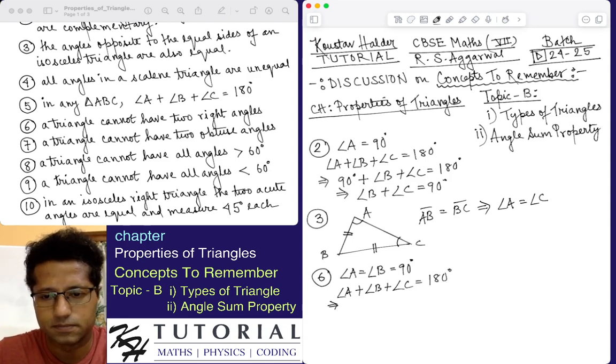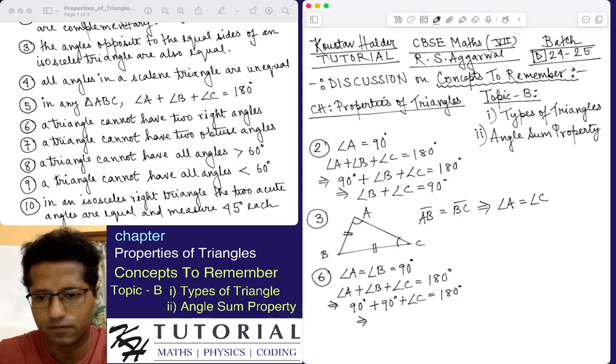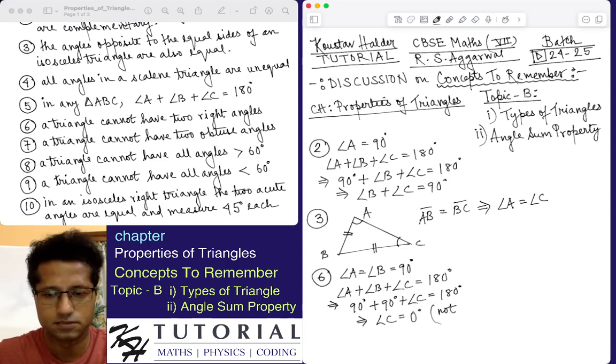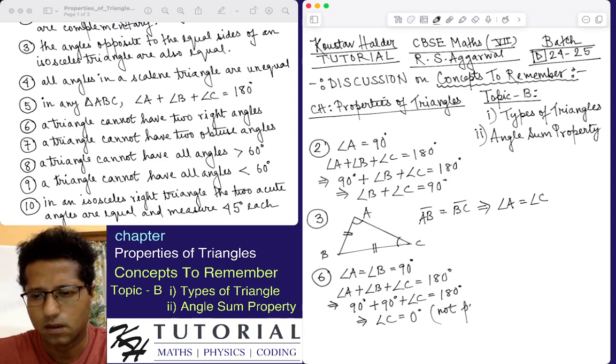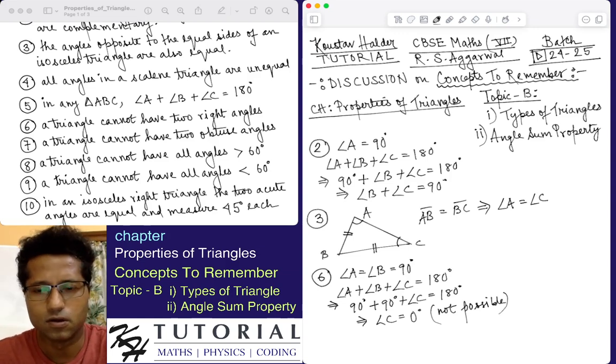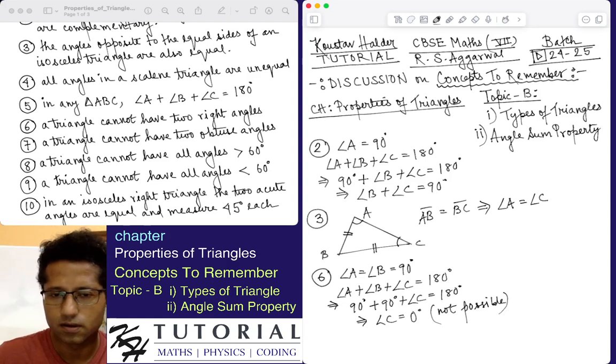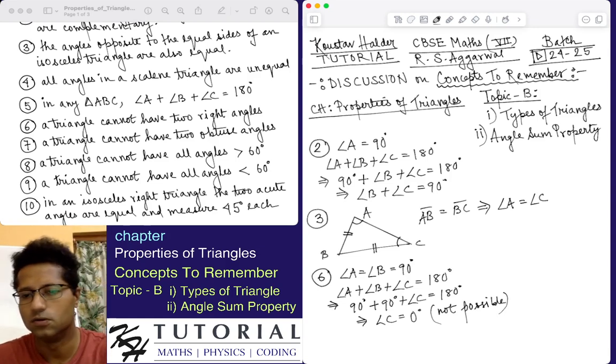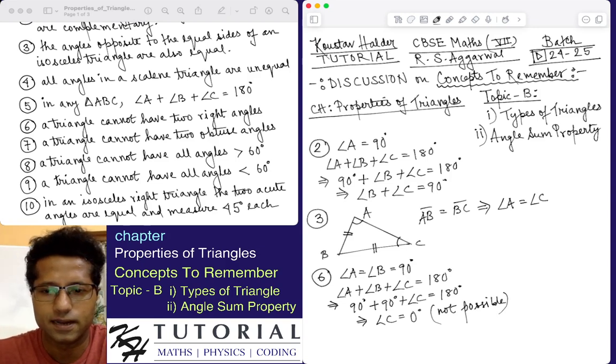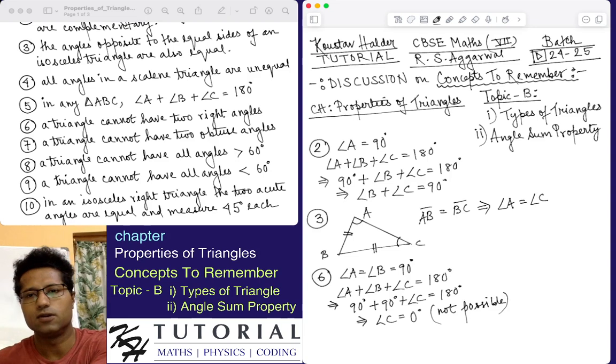Now angle A and angle B we have assumed to be 90 degrees. So 90 degrees plus 90 degrees plus angle C is equal to 180 degrees. If you simplify, you will see that angle C is coming to be 0, which is not possible, because we have already discussed in the topic A video that in a triangle the length of all sides are always greater than 0, and also every angle in a triangle is greater than 0. Hence we can say that two angles in a triangle cannot be 90 degrees.